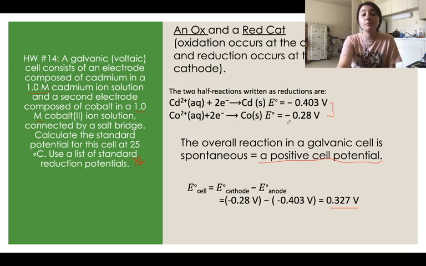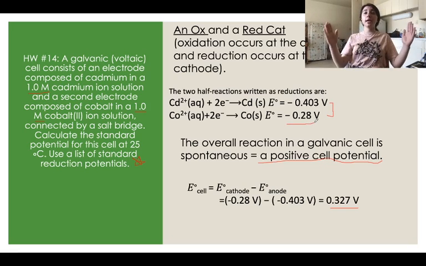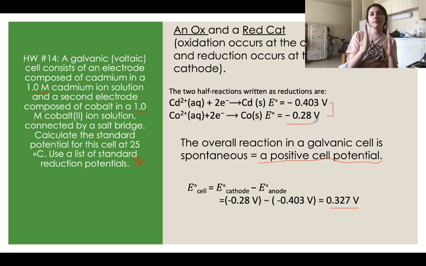And because this is more positive, right? Because if I think of a number line, 0's here, negative 0.2 is here, and then negative 0.4 is here. So this is technically more positive than negative 0.4. That is the one that is going to want to gain electrons to become closer to negative 0.4.